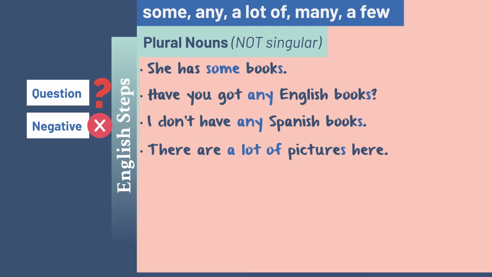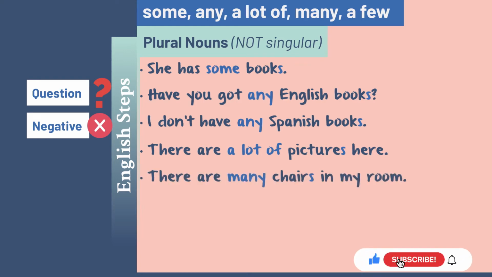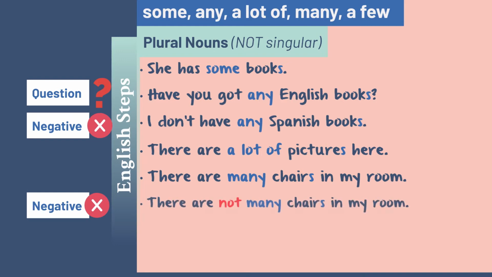There are a lot of pictures here. We use a lot of when I talk about a big number of things. We can also use the word many for the same meaning. There are many chairs in my room. The word many can be also used with a negative statement. For example, I say, there are not many chairs in my room.